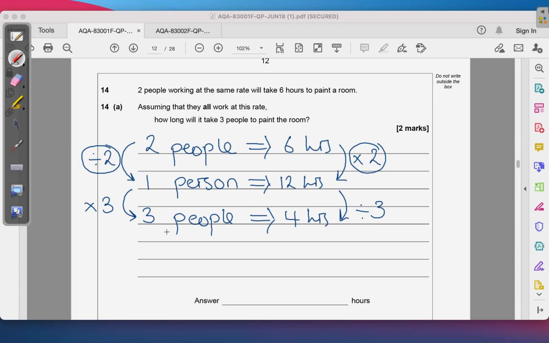And it makes sense as well, because if you have 3 people doing it, it's going to take less time than 2 people doing it, or one person doing it.